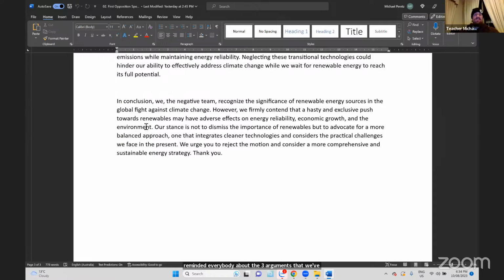So our stance is not to dismiss the importance of renewables, but to advocate for a more balanced approach, one that integrates cleaner technologies and considers the practical challenges we face in the present. So again, we've taken the chance to redefine the topic of the debate, and we've put it in terms that we can argue and we can disagree with the proposition team.